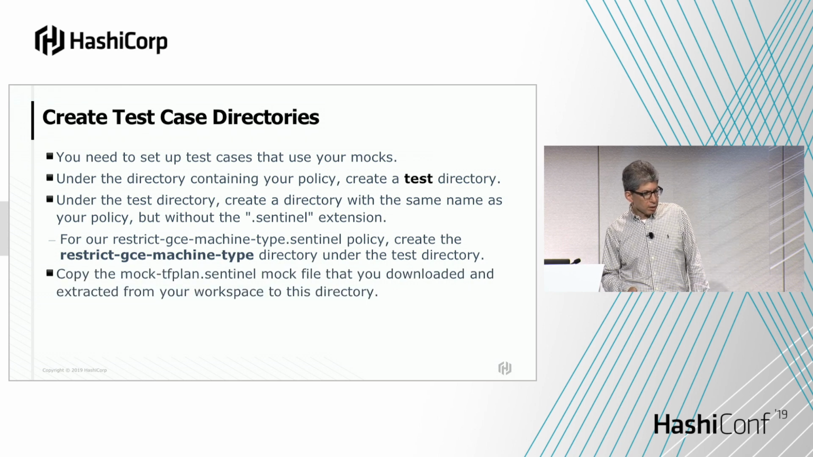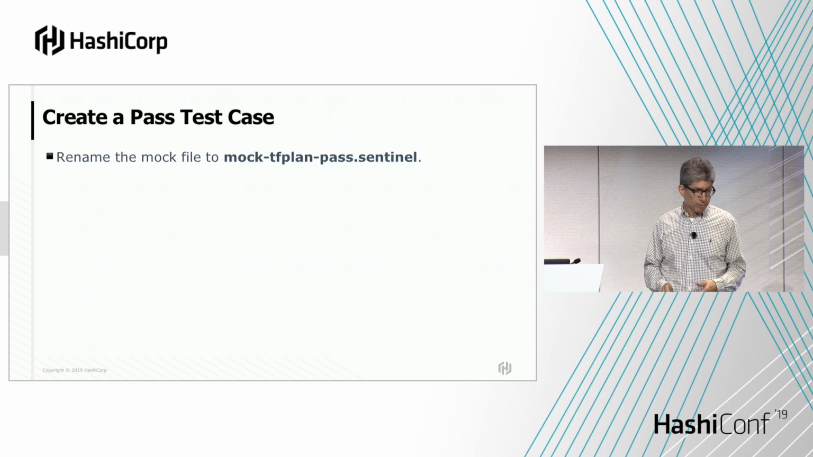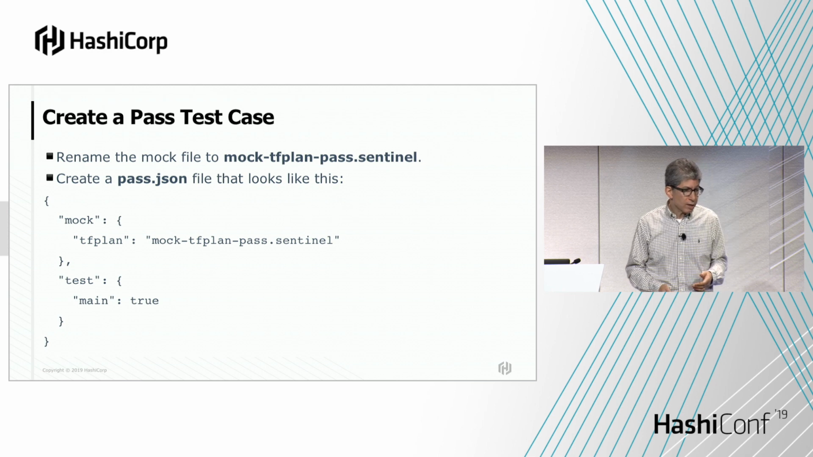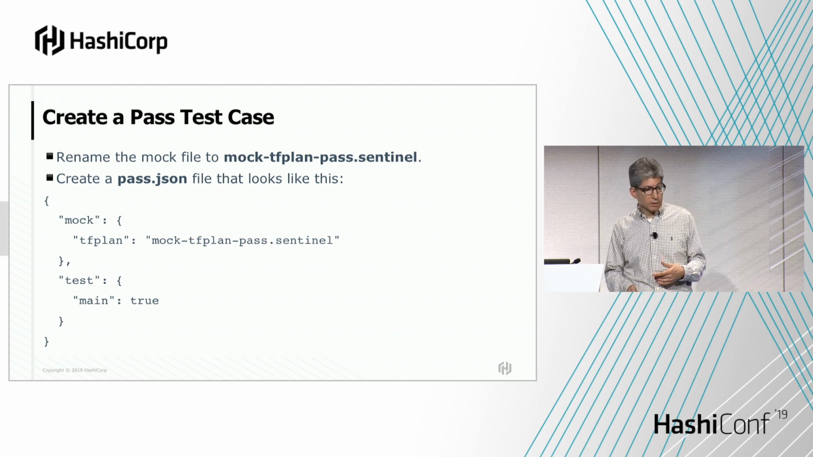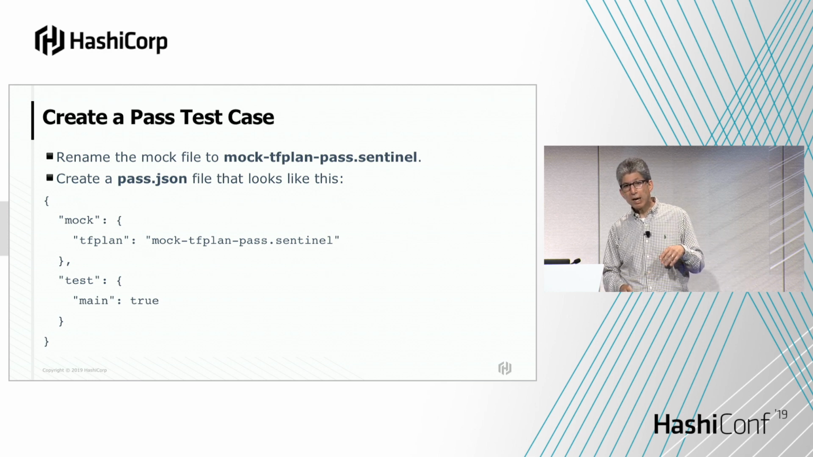And then you can copy the TF plan mock file that you had downloaded and extracted from the workspace to that second directory. And then you can move on and create a test case that's going to be a pass test case. What I advise people to do is take that mock file, rename it to be mock TF plan pass.sentinel, and then you create a test case called pass.json that looks like this. This test case has 2 things in it. One is saying that we're going to be using a mock of type TF plan, and this is the specific file we're going to be using. And by the way, the mocks have the Sentinel extension because the mocks actually contain Sentinel code.